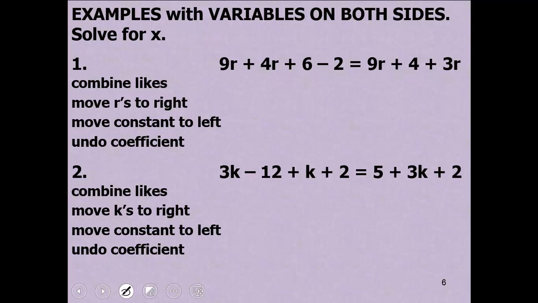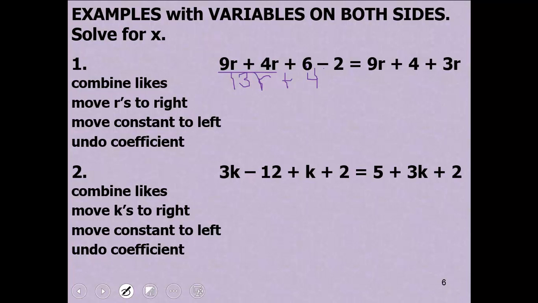This is examples with variables on both sides, all right? Not only variables on both sides, but this is where we have to combine things, okay? So, our first step is same 4 steps, all right? Combine likes. Notice that you have R and R here. So 9R plus 4R. How many R's do you have? 13R. Now I have a positive 6 and a negative 2. So you have $6. You give me $2. How many bucks you got left? 4. All right?